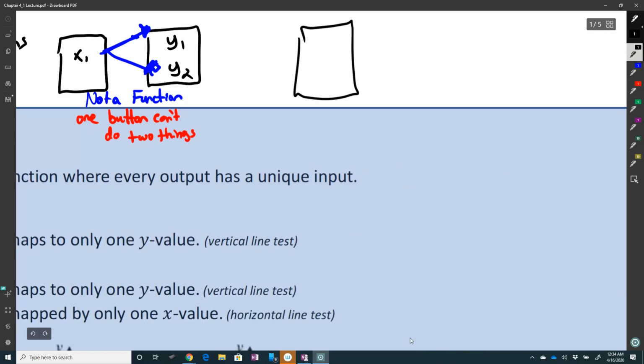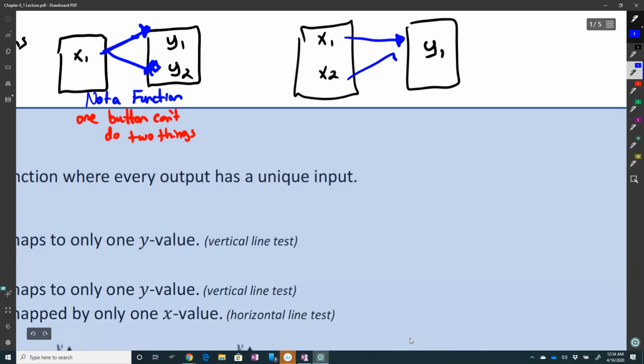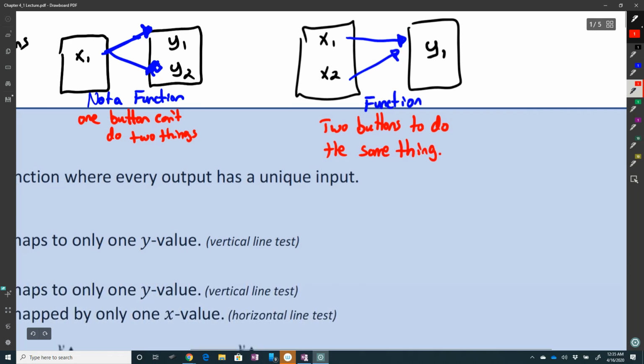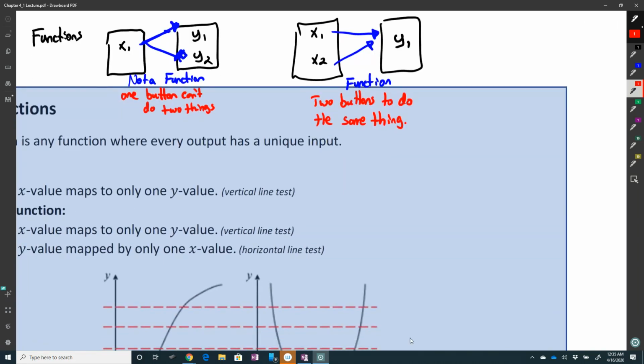Whereas if I draw the other picture, which is what I intended to draw in the beginning, it's okay for two buttons to do the same thing. So this is a function. And it's a function because it's okay for two buttons to do the same thing. And that's what we talked about in chapter 2 at the very beginning of the semester.